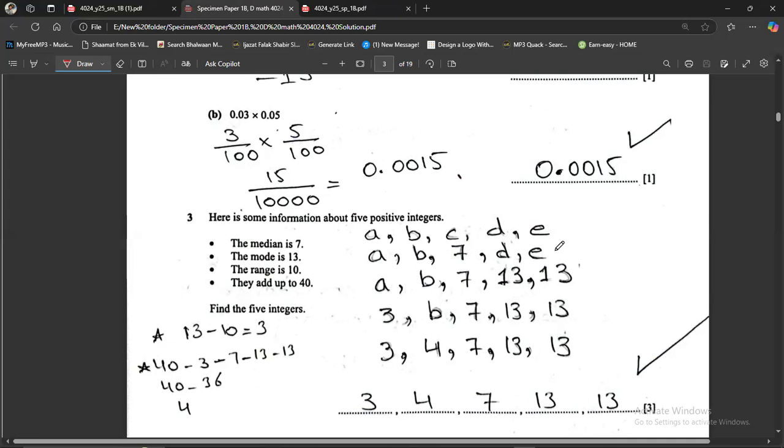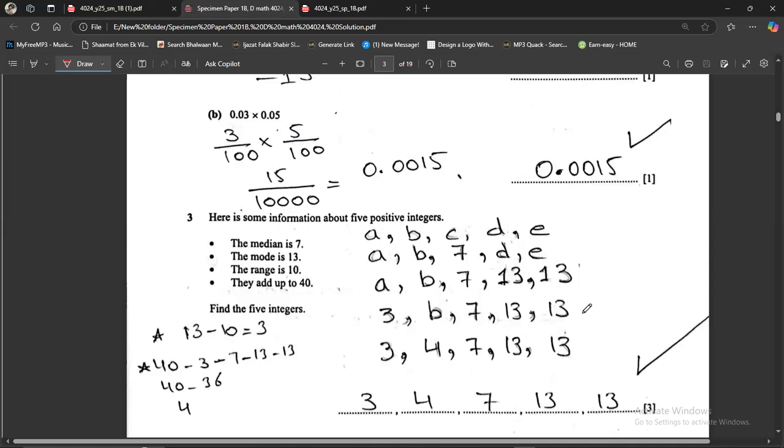Then he says the mode is 13. You see, the mode is that number which has the highest frequency, which is repeated most in the data. Because 13 is greater than 7, it is supposed to be on the right side of the 7. And because it is the mode, it must appear more than once. So these last two numbers will be 13, 13.